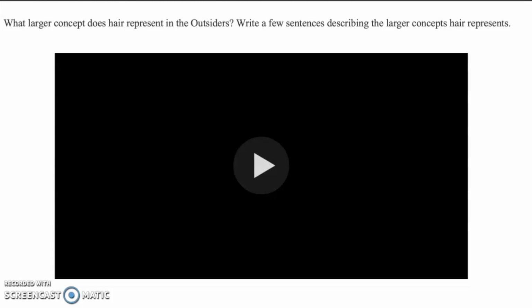Now, pause the video and view the video clip. Then answer the following questions in your notebook. What larger concept does hair represent in The Outsiders? And in a few sentences, describe what the larger concept of hair represents.